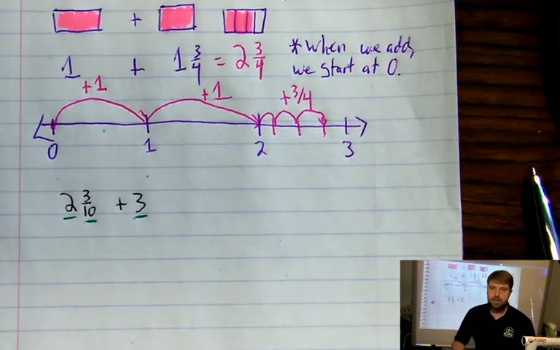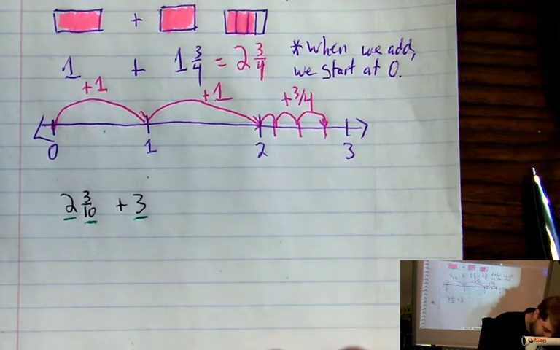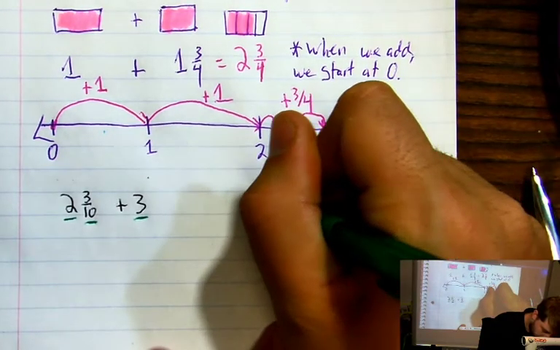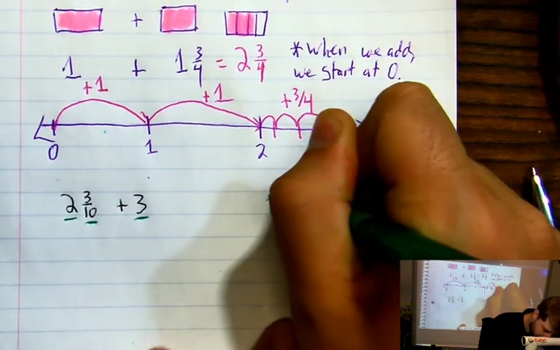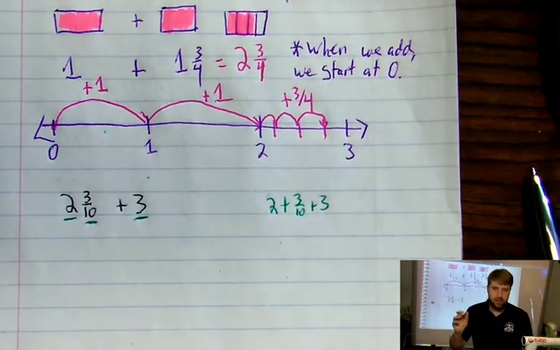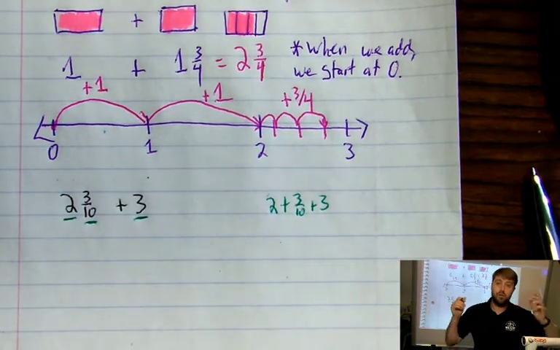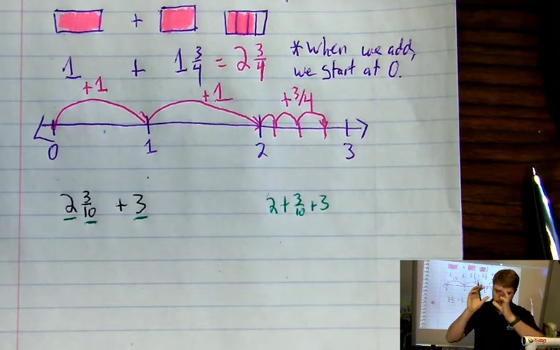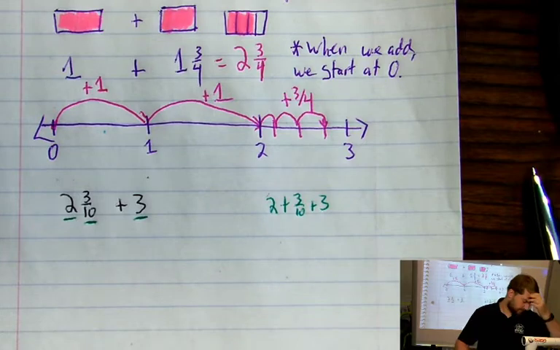Now, if we were going to go in order, we would add it like this, right? We would do 2 plus 3/10 plus 3. And that is completely okay, and we could do that. If we go in order, we won't forget anything to add, because we'll work from left to right, we'll add our 2, then our 3/10, then our 3.